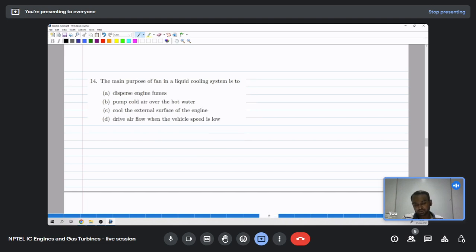The main purpose of fan in a liquid cooling system is to: disperse engine fumes, pump cold air over the hot water, cool the external surface of the engine, drive airflow when the vehicle speed is low?